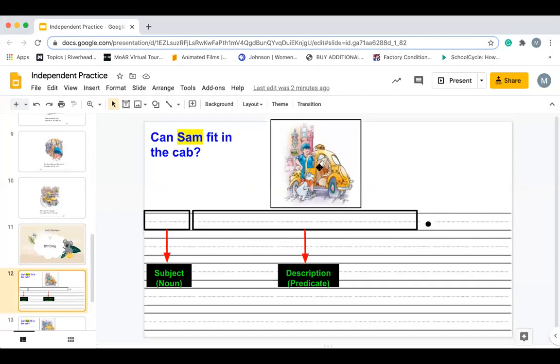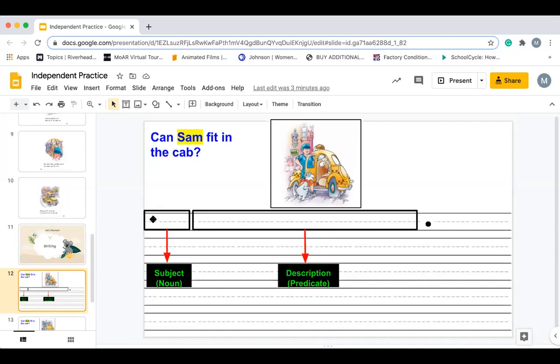You will notice that there will be a picture from the story, as well as a question written in blue. This question says, can Sam fit in the cab? Sam is highlighted because Sam is my subject. A subject can be a person, a place, or a thing. If you read the book carefully, you will be able to answer this question. If you need to go back into the book to double check the answer, you can.